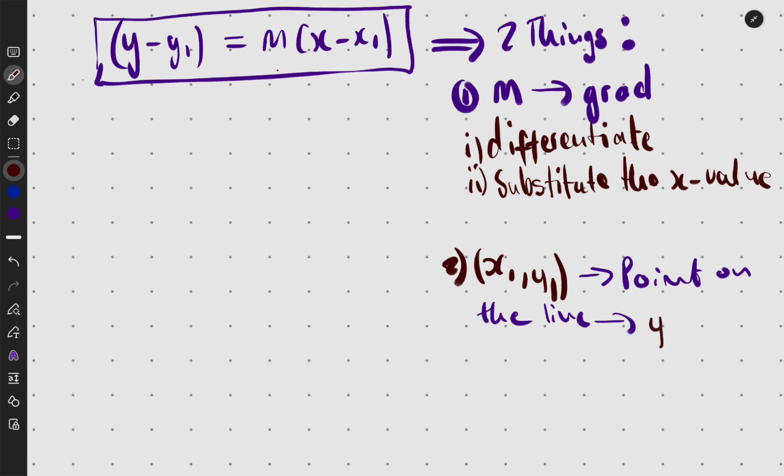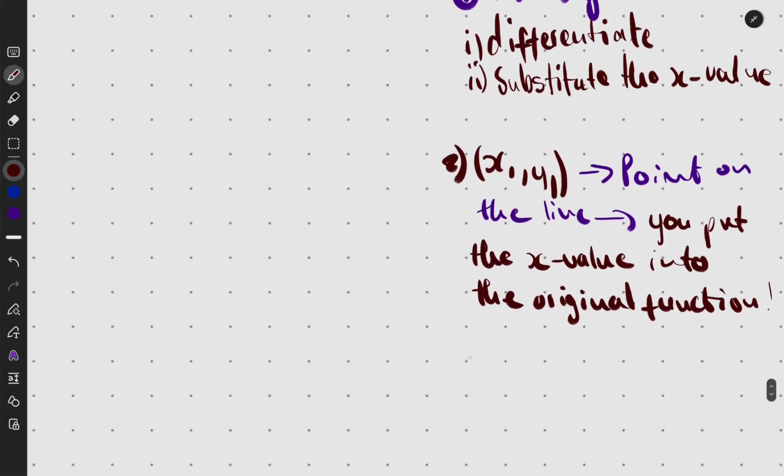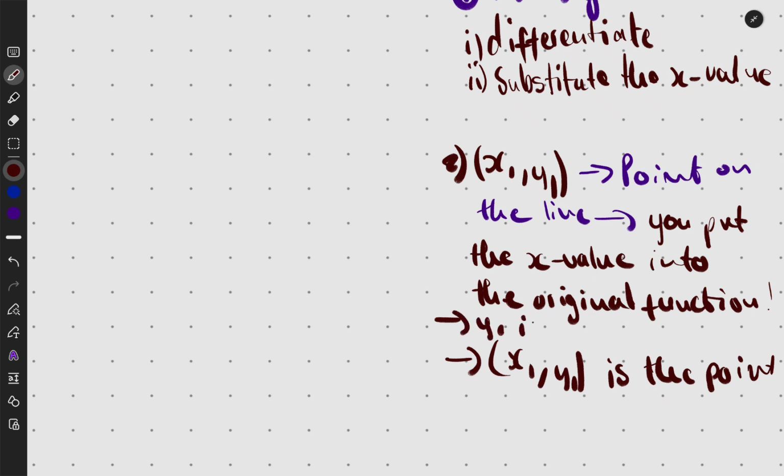And how do you get it? You put the x value. They're going to give you the x value only, and you're going to put the x value into the original function, and you're going to find the y value, okay? You put the x value into the original function, and then that will give you the y value. And when you get that y value, now your point will be x1, y1. The value you get, so you can say here, y1 is the solution.